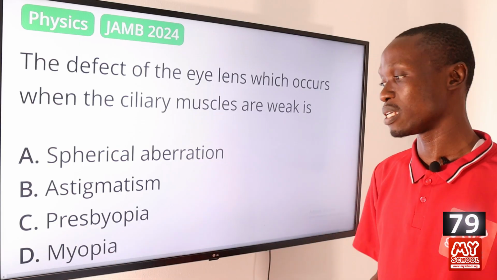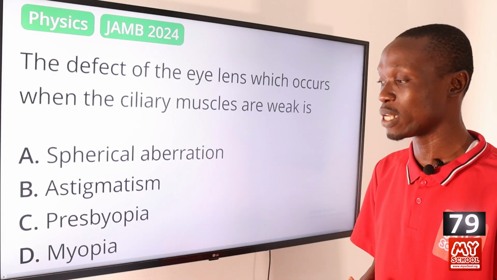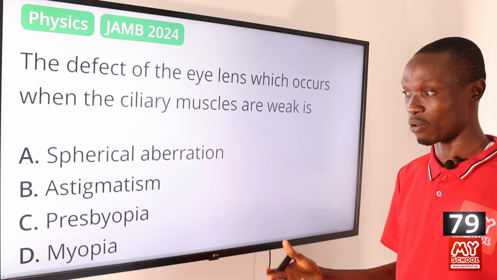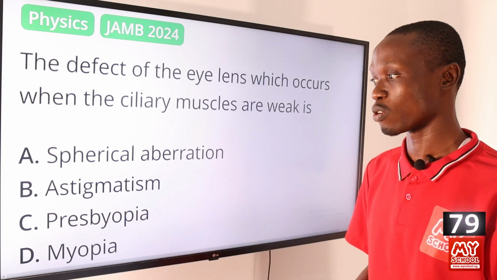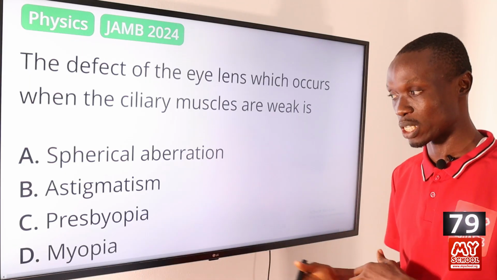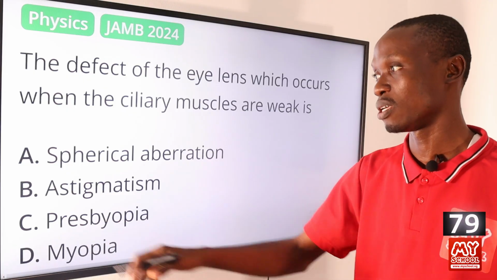Okay, while option D, myopia. Myopia is also known as short-sightedness, and it occurs when the eye is too long, making distant objects appear blurry. Okay, but the answer to this question is option C, and the reason is because presbyopia is often associated with the weakened ciliary muscle. So that makes option C the correct answer to this question.